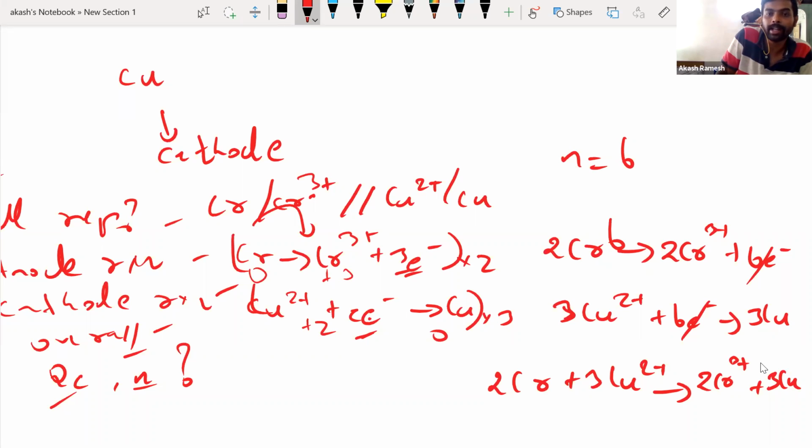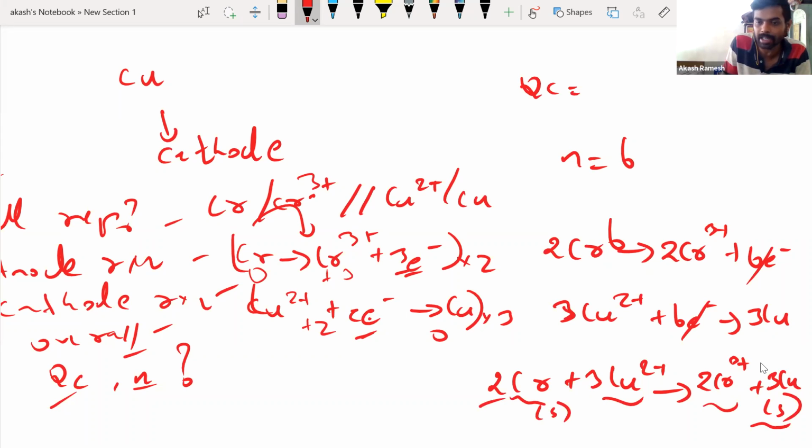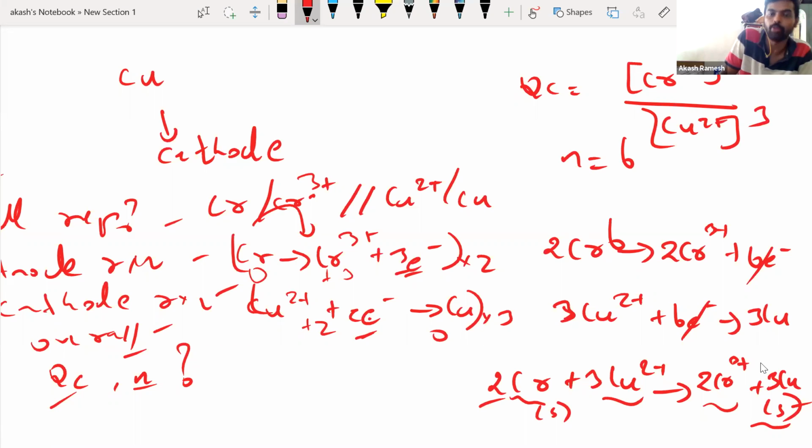Okay, right. Now when I write the Qc for this, it would be what? I don't take Cr because it's in solid state, and I don't take copper, again in solid state. The only things I'll take are Cr3+ and Cu2+, nothing else. So the Qc, in the product, first product comes: Cr3+ concentration, the whole squared, divided by Cu2+ concentration, the whole cubed. This is exactly the Qc.